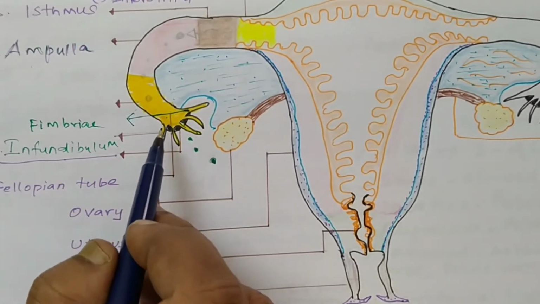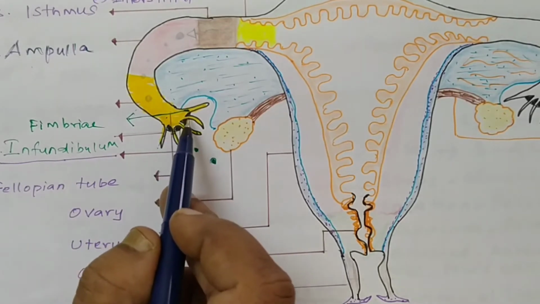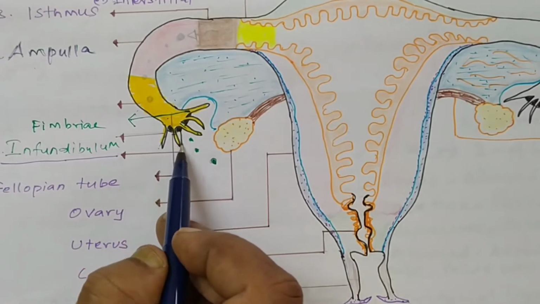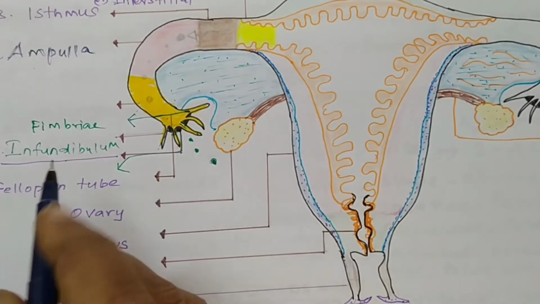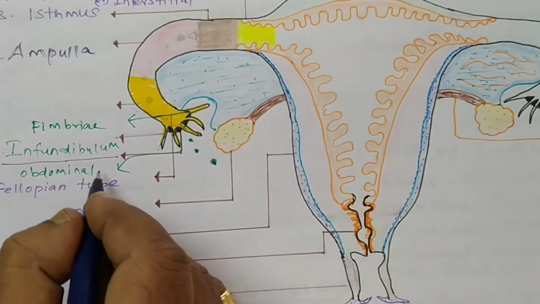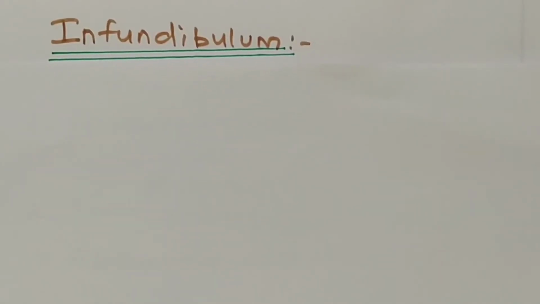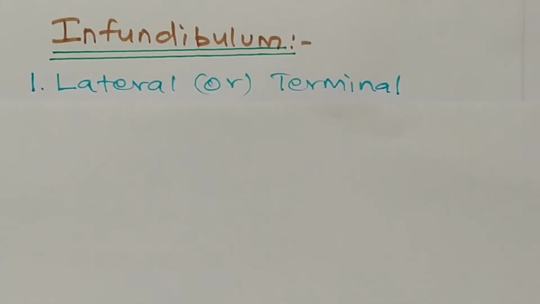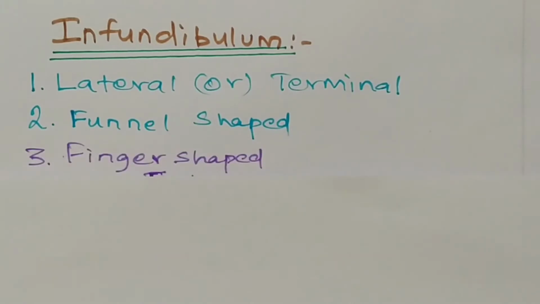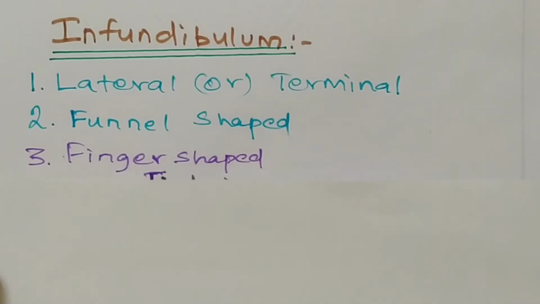Then, the most terminal end of the infundibulum has an opening or aperture. This opening is called the abdominal ostium. So the infundibulum is a lateral or terminal part of the fallopian tube. It is a funnel shaped structure. In the terminal end of the infundibulum, it has a finger shaped structure, and that finger shaped structure is termed as fimbriae.